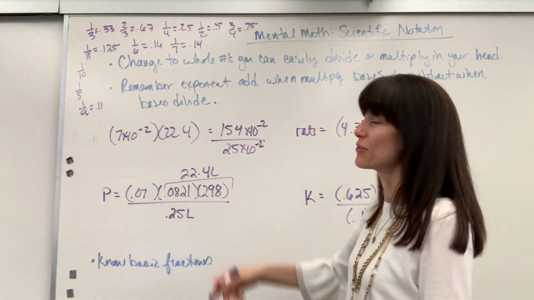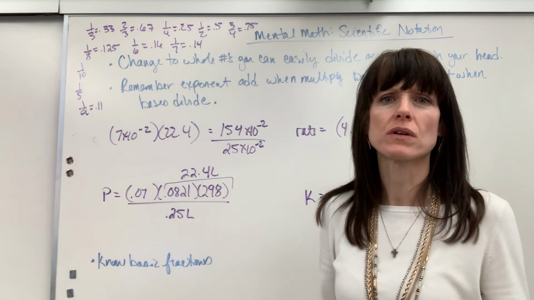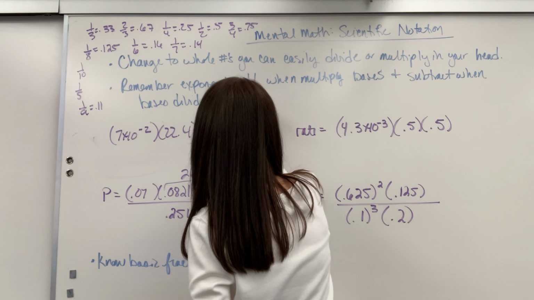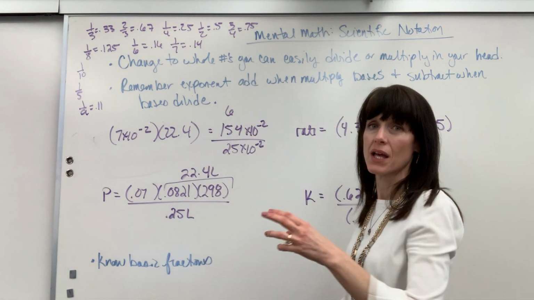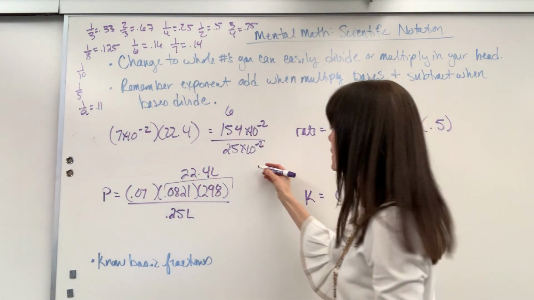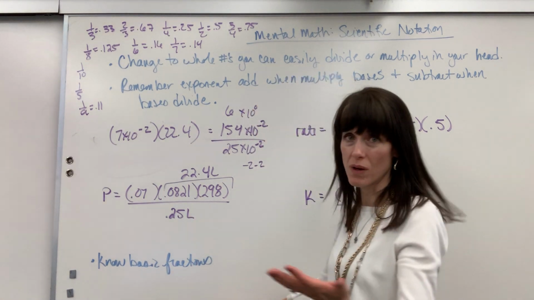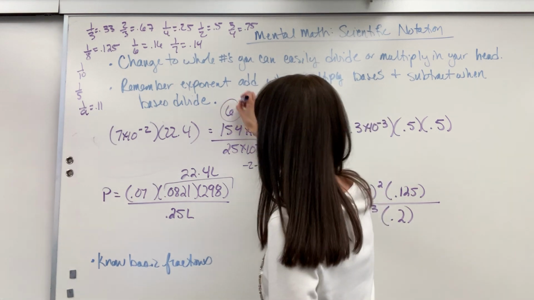And then this, if we round, 150 divided by 25. How many quarters fit in $1.50? 6. There you have it. There is your 6. And then remember exponents, if you are dividing bases, you subtract. This would be minus 2 times 10 to the 0, which is just 1. So my answer, my guess, would be really, really close to 6.